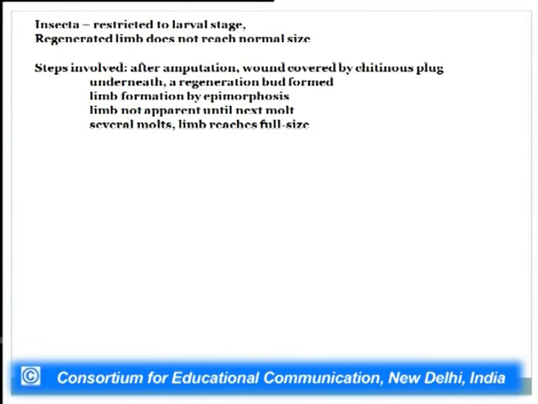In insecta, the regeneration is restricted to the larval stage. The regenerated limb does not reach the normal size. The steps involved include, after amputation, the wound is covered by a chitinous plug, underneath a regeneration bud forms, and limb formation occurs by epimorphosis. The limb is not apparent until the next molt, and after several molts the limb reaches full size. So it is restricted to limb regeneration, and it follows the mode of epimorphosis.